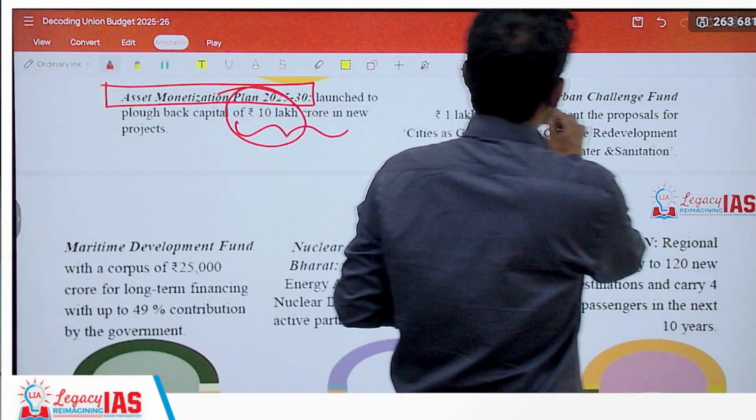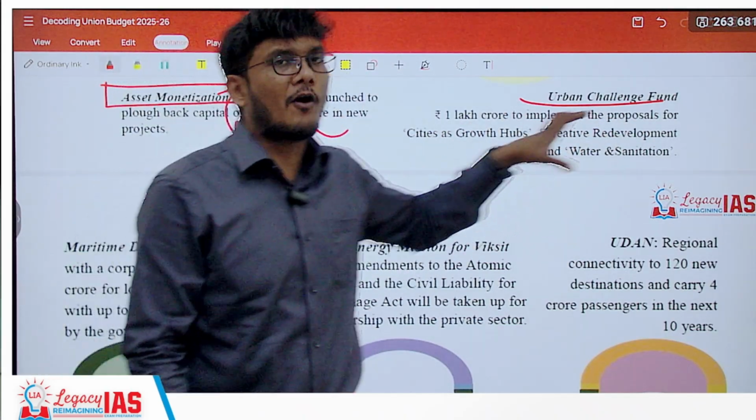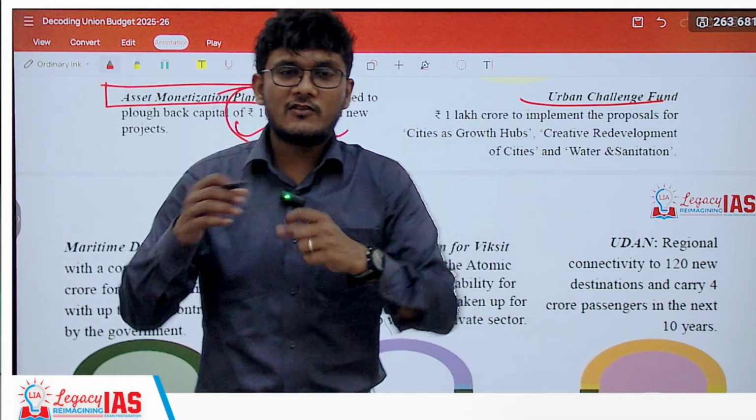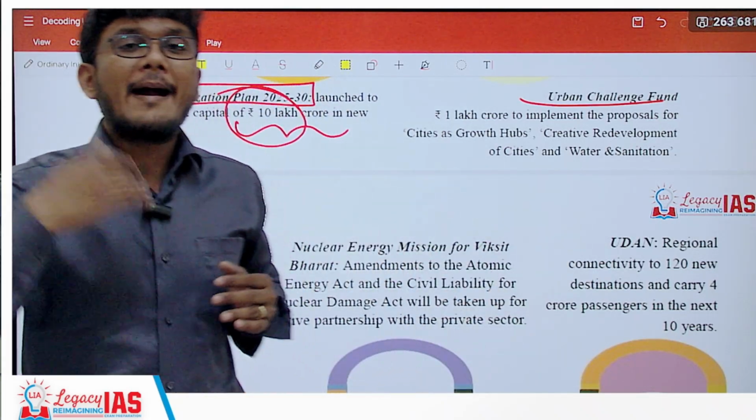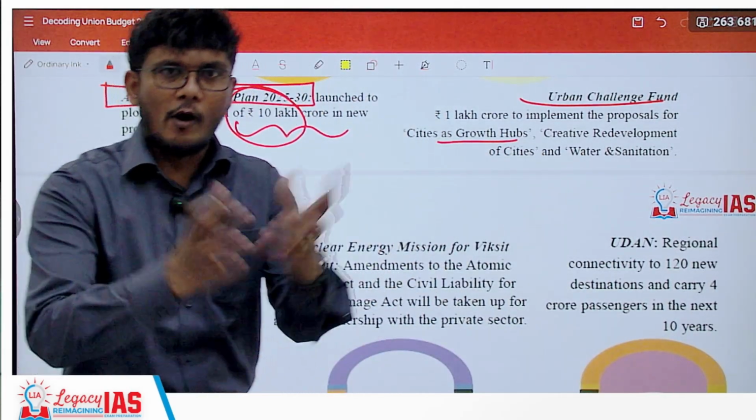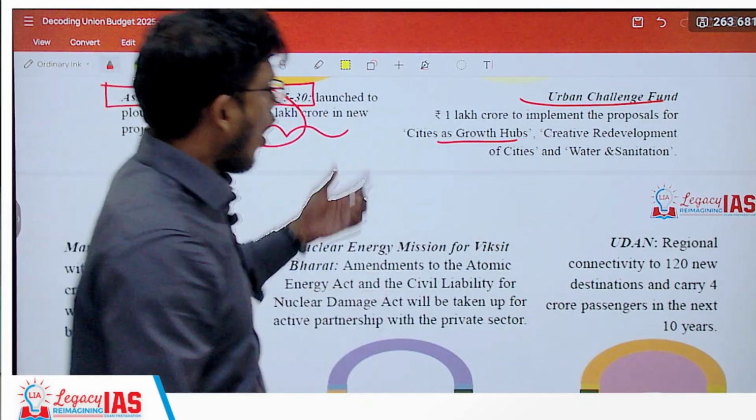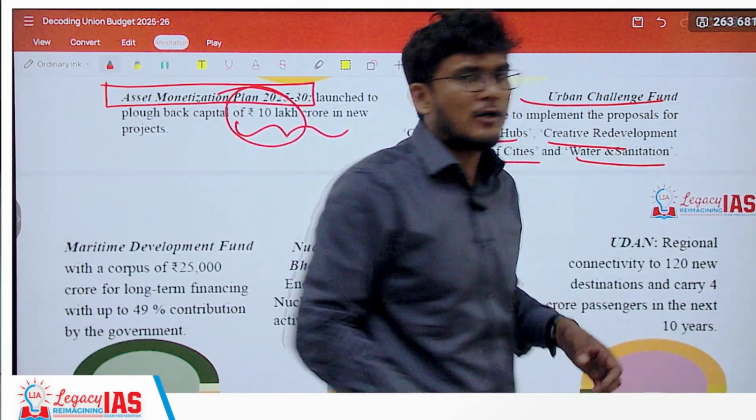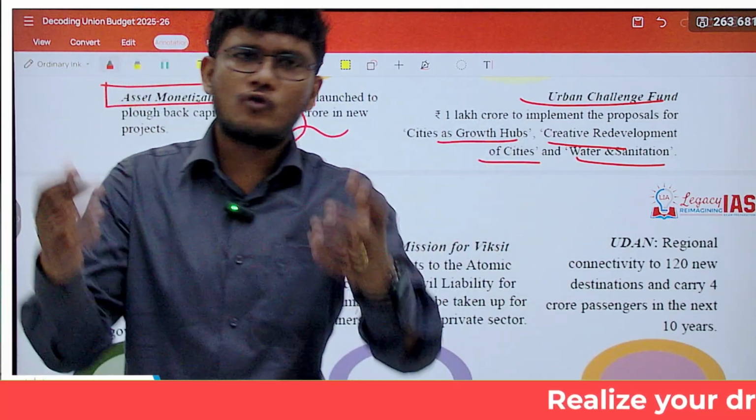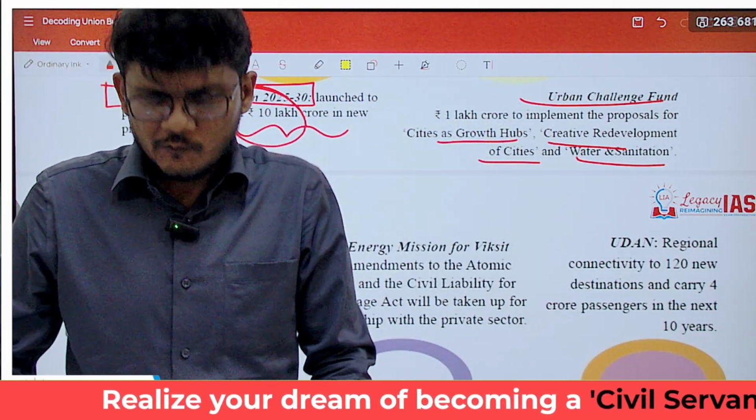Then you have the Urban Challenge Fund, 1 lakh crore for implementing cities as growth hubs, creative redevelopment of cities and water sanitation. What is this? The Urban Challenge Fund is there for challenging the cities, the boards, the different people to better your city with respect to specific things, with respect to growth. A city becoming a growth hub. You want to convert your city into a growth hub, do it. If you're doing well, there is a fund which you can further utilize to improve it. Or with respect to water and sanitation or creative redevelopment of cities, and so on and so forth. Creative redevelopment can talk about how you would redevelop to reduce the traffic, reduce the pollution, and so on and so forth. So for that, there is a corpus of 1 lakh crore for implementing the urban challenges.